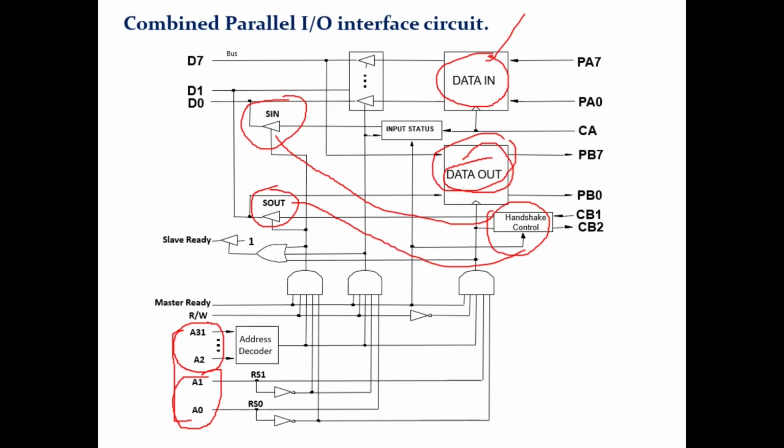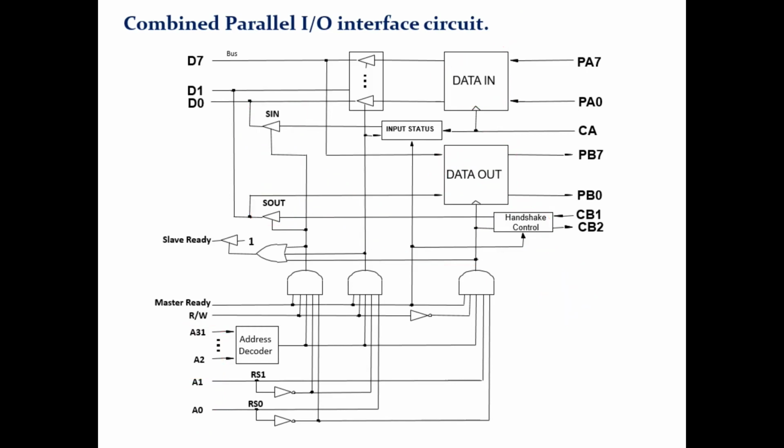Now S in and S out are both there in the flag. In the status flag itself there are now 2 bits. Initially it was 1 bit, now it is 2 bits in the status flag: one is S in, one is S out. So here the processor makes 4 operations.